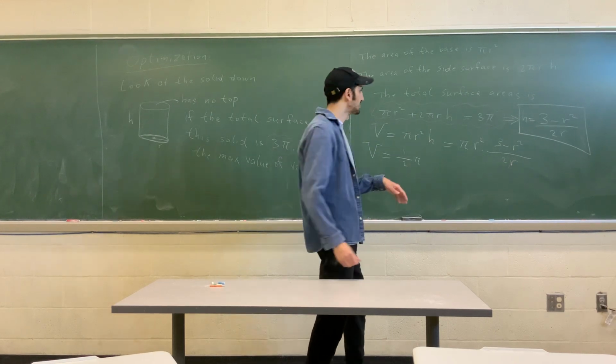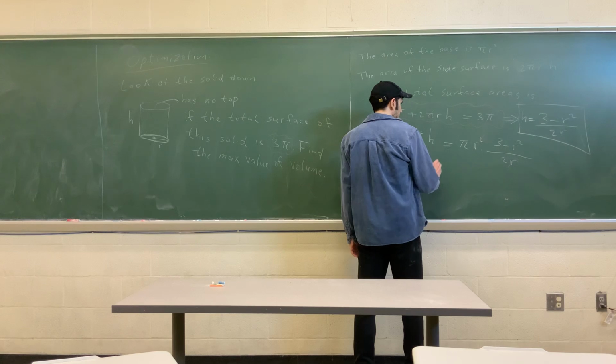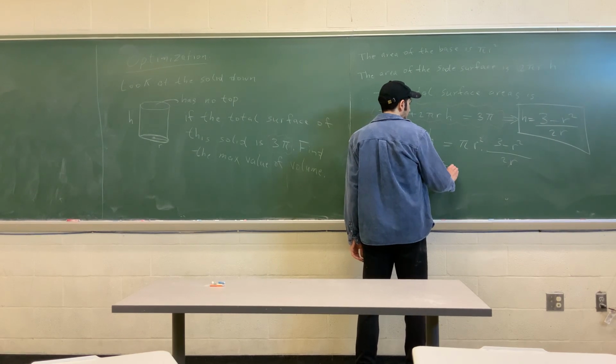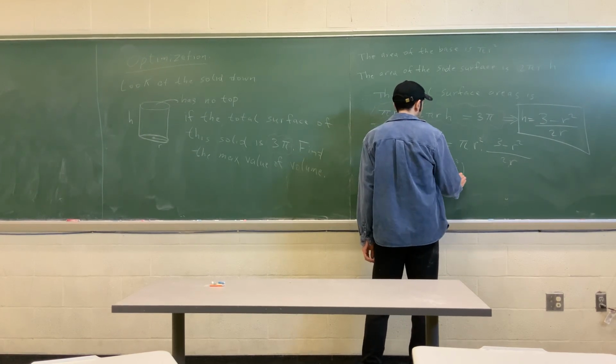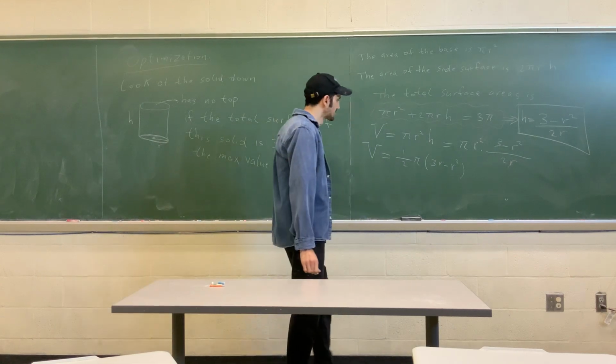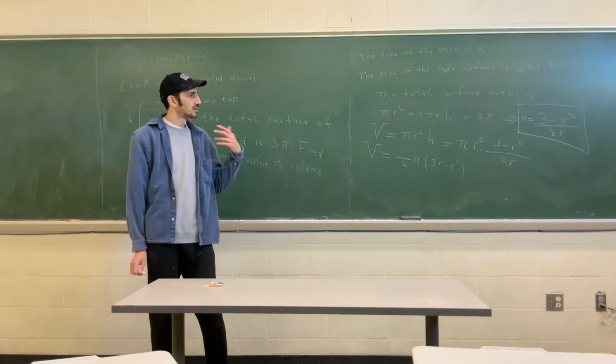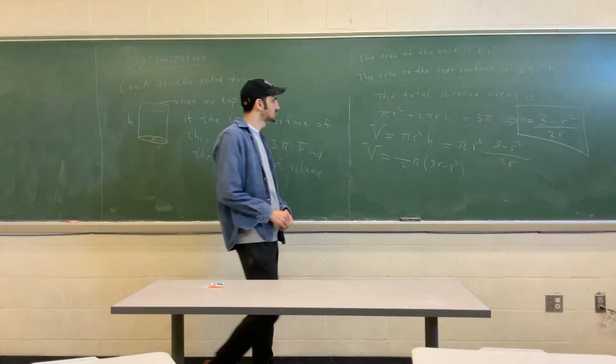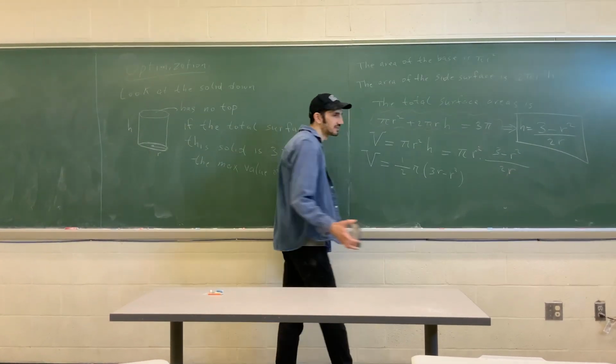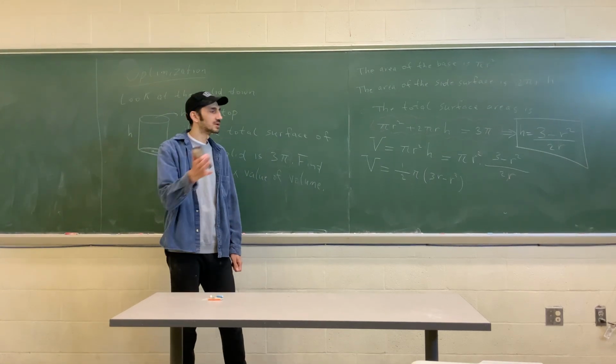Maybe directly we can simplify it here. So I can write 3r minus r cubed. Here is my function, which is a function of one variable, r. What should I do next? Of course, I should find the derivative and put it equal to 0.